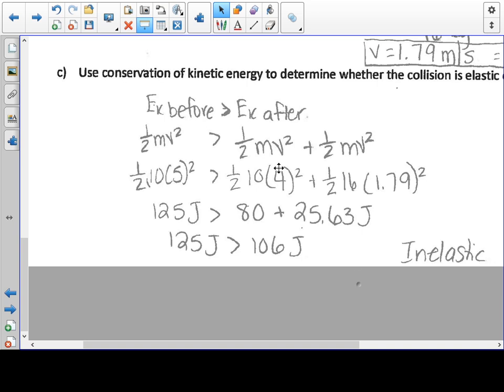And that's it. So, in recap, the key to determining whether a collision is elastic or inelastic, based on energy, is by calculating the amount of energy before the collision, the sum of the total energy, I guess we should say, and the sum of the energy after the collision. If they are equal, it is an elastic collision, and if the initial energy is greater than the final kinetic energy, then it is an inelastic collision.